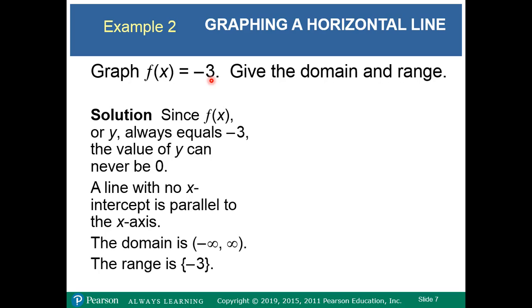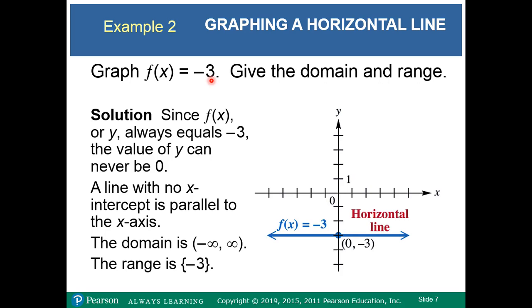So this means that the domain is going to be all real numbers, but the range is going to be the one number, negative 3, because y is always going to equal negative 3 no matter what x is. And so we get the horizontal line of f of x equals negative 3, and there's only one intercept. It's the y-intercept, and it intercepts at what? (0, negative 3).